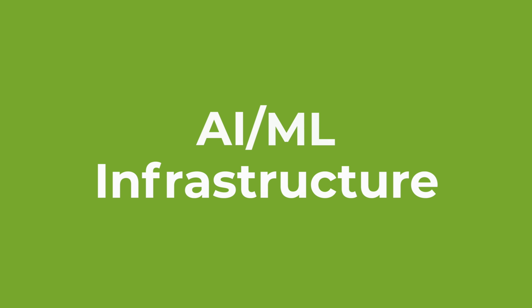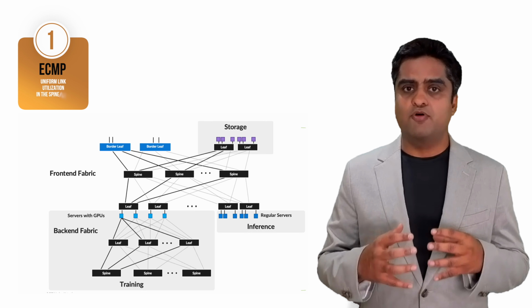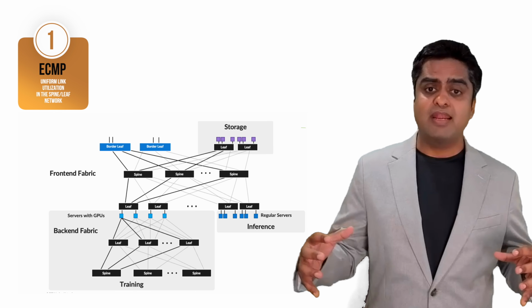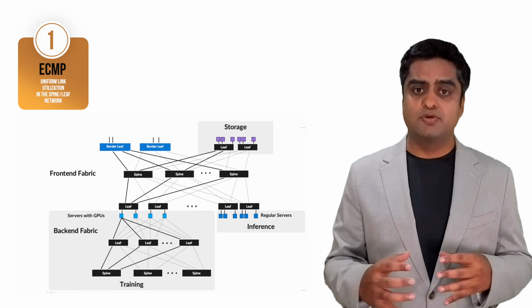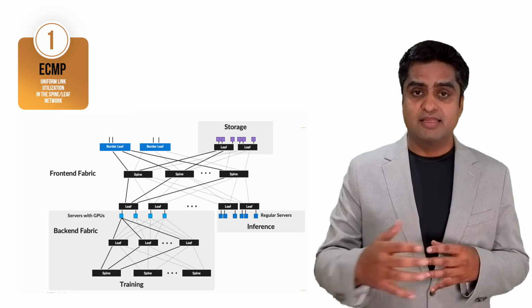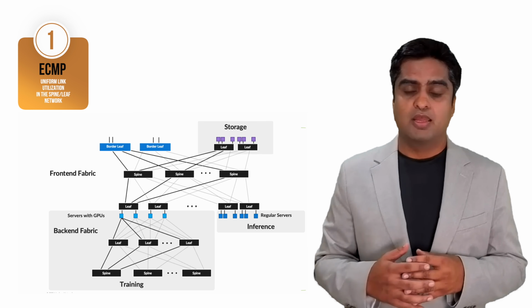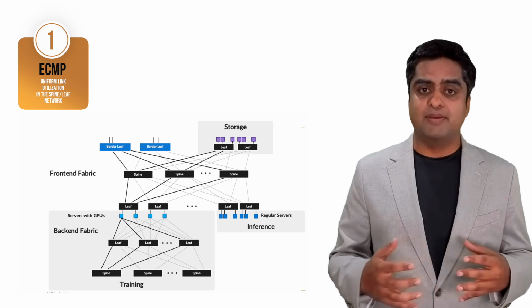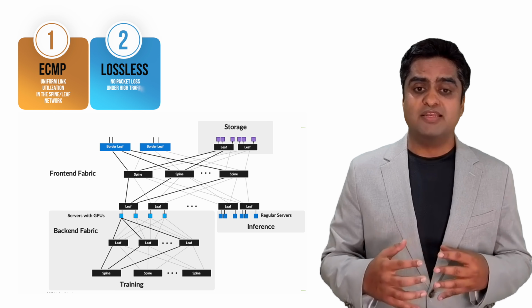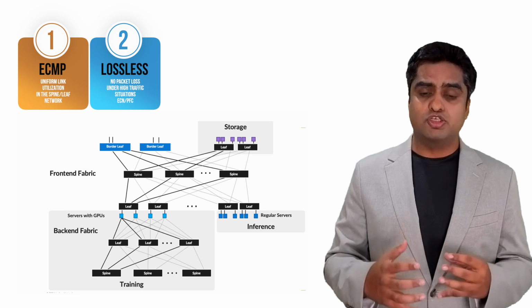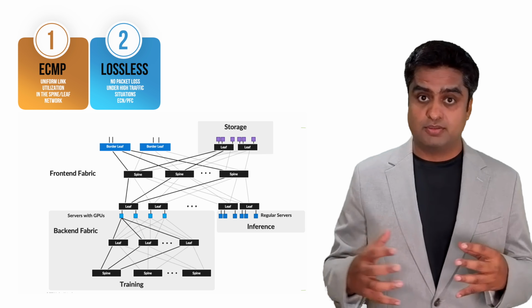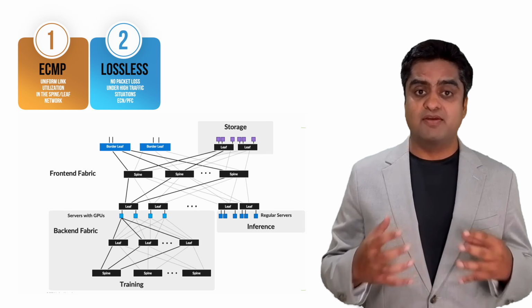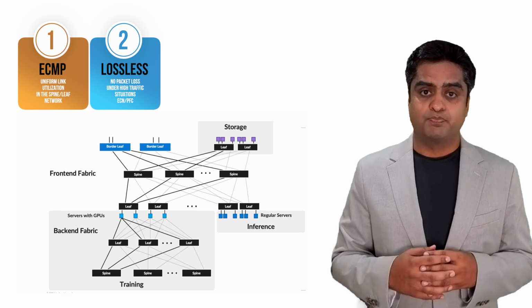So what are the key aspects of AI/ML infra? The first and foremost is uniform link utilization. In a spine leaf network, it is very important to ensure the traffic is distributed evenly across the links between spine and leaf switches. This is where features like ECMP help. We must have lossless behavior. The network should be designed to prevent packet loss, even under high traffic loads. Features like ECN and PFC come to the rescue here.